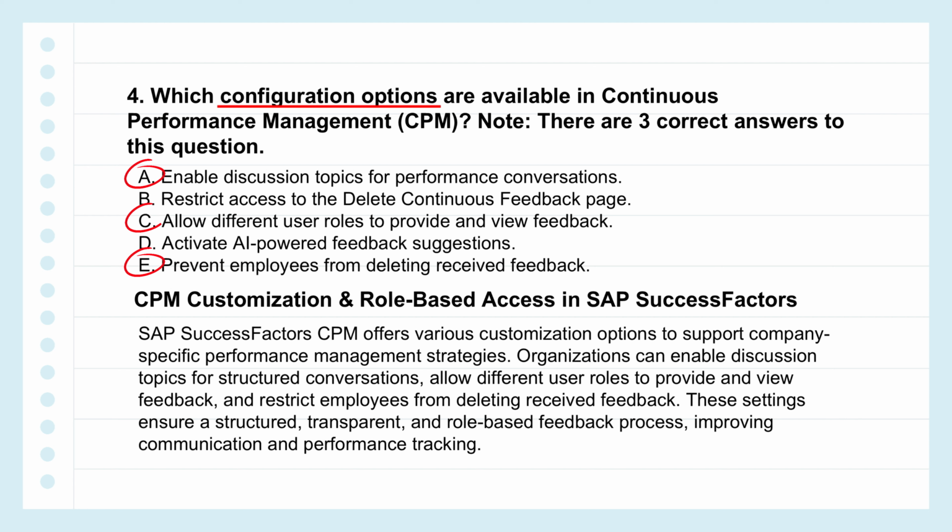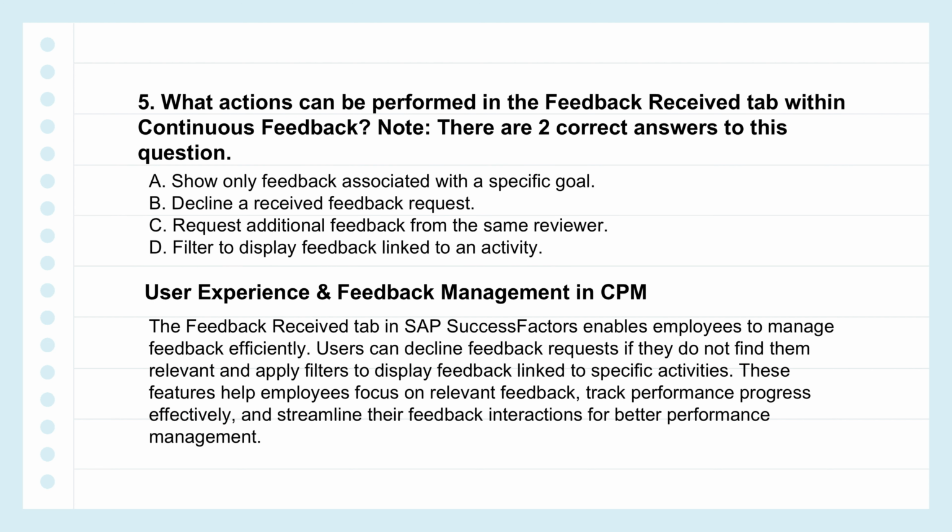And that's a key takeaway here. The system is designed to be adaptable, recognizing that performance management processes vary from one organization to the next. That's great. Finally, question 5 explores the feedback received tab in continuous feedback. What stands out to you about this feature?